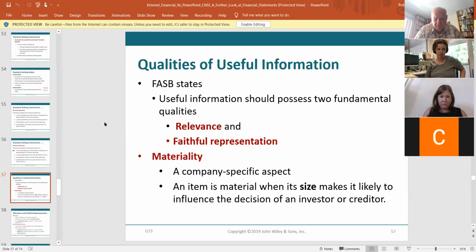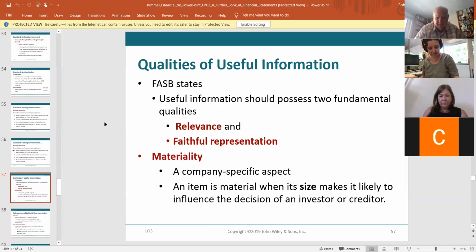Qualities of useful information. FASB says useful information. It's one thing to give information out, but it's got to be useful. It's got to be relevant and faithfully represented. In other words, no fraud. It has to be material.